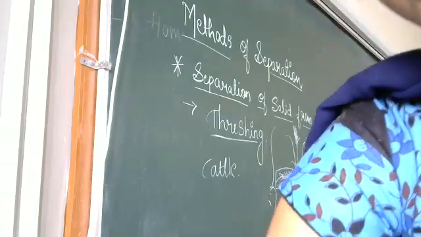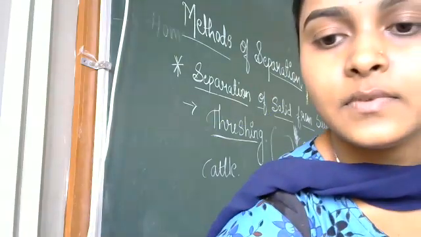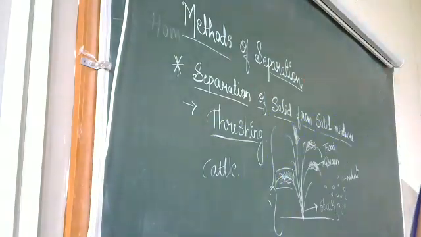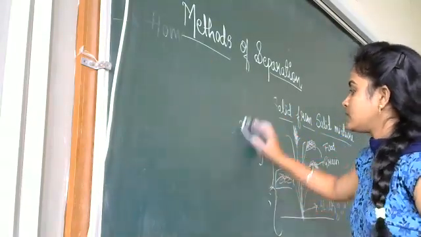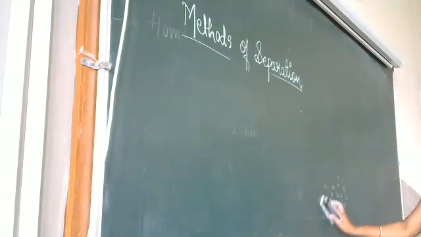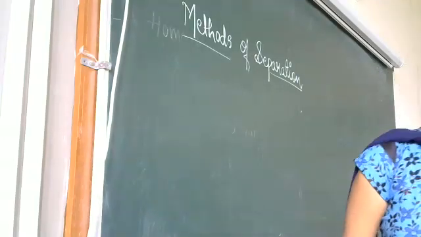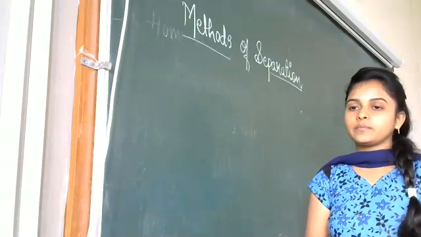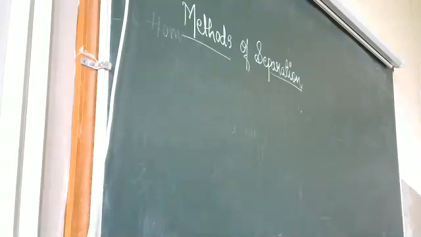And even one more method is there, that is using threshing machines. I hope you all are seeing the threshing machines. Is it visible on your screen? Yes, ma'am. These machines are used to separate the food grains from the stalks. So in threshing, which different methods are used?